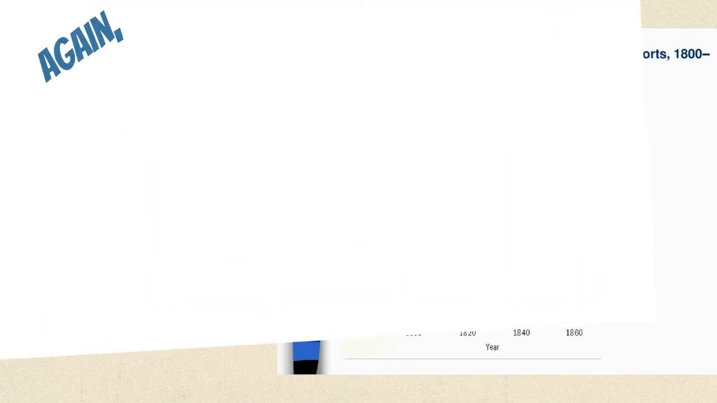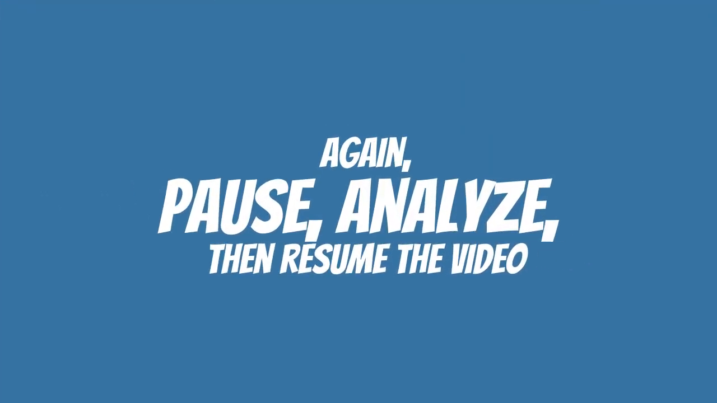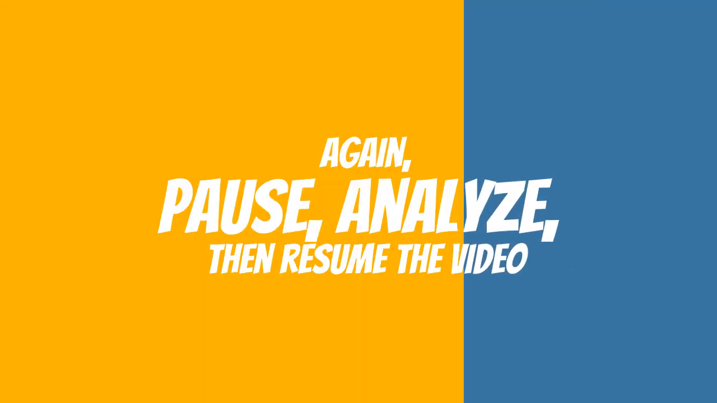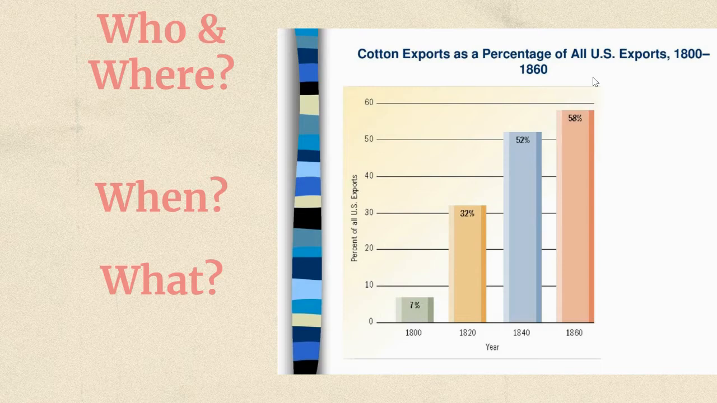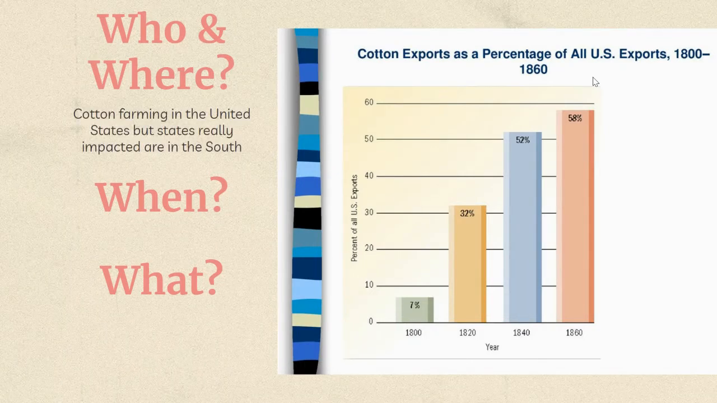Continuing on, let's look at this graph, give it a quick study. We'll work our way to the what, but for starters, when it comes to this graph, who and where does this graph address? If we take a look at it, cotton farming in the United States. When we're talking United States and cotton, we're really looking in the southern part of the United States. So again, we're looking at these southern states. We're looking at slave states.